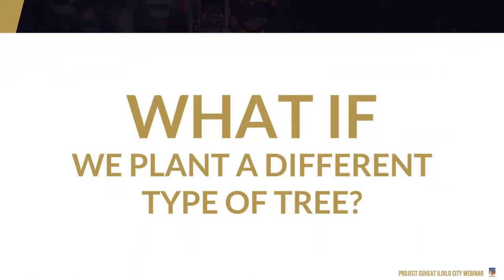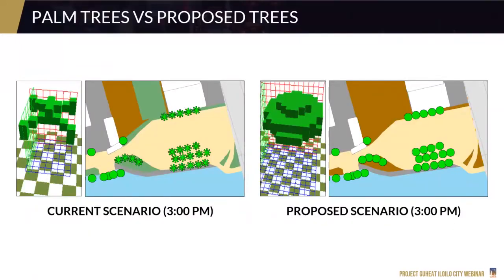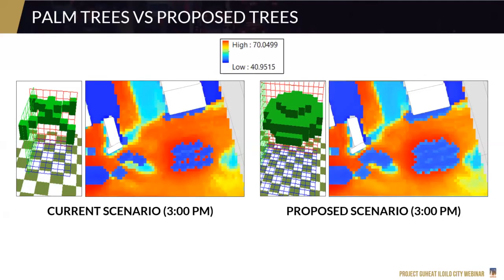So our next what if scenario is what if we plant a different type of tree? So ang ginawa namin is trinay namin na yung current scenario na palm trees and proposed scenario na same nung trees na plinant namin sa first scenario sa Calle Real. Disclaimer lang po na hindi namin sinasuggest na palitan talaga yung palm trees with these type of trees. Parang papakita lang namin na mas malaki yung shading na napoprovide kapag gumamit ka ng trees na may larger canopy diameter.